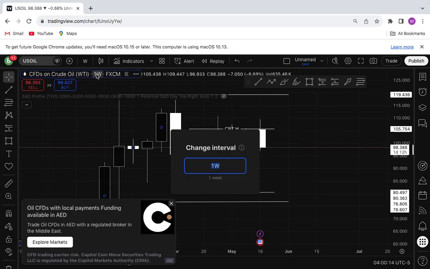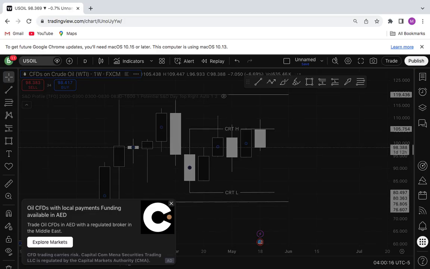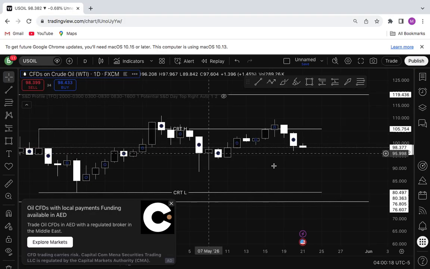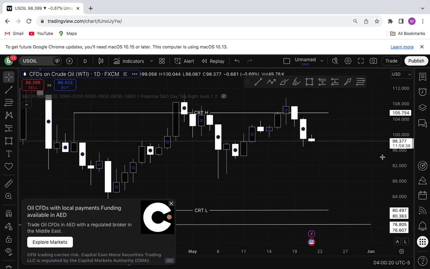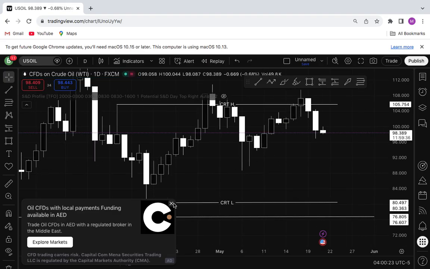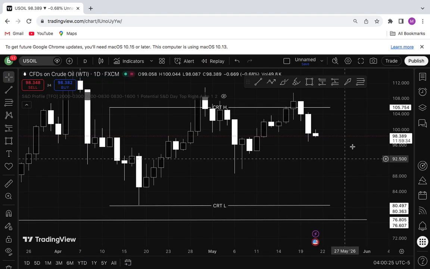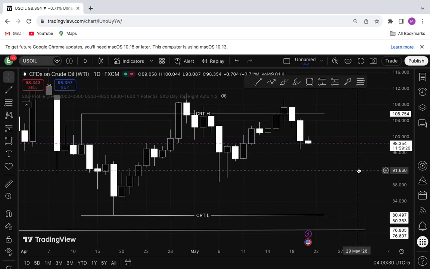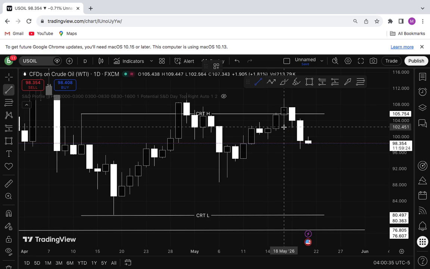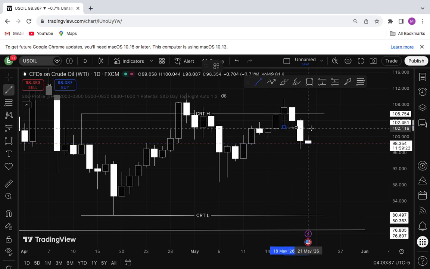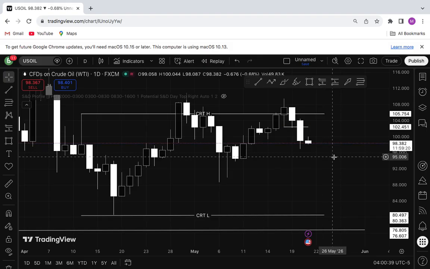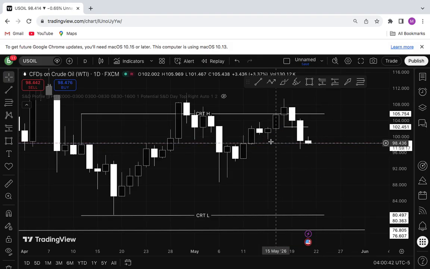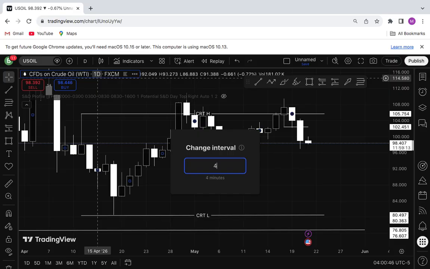From the weekly time frame, we go down to the daily. On the daily time frame, what do you want to see? What I want to see on my daily time frame is price giving me a change in the state of delivery. If you look here, we had price breaking below this low, giving us a daily change in the state of delivery at this area here. Going forward to the 4 hours time frame.